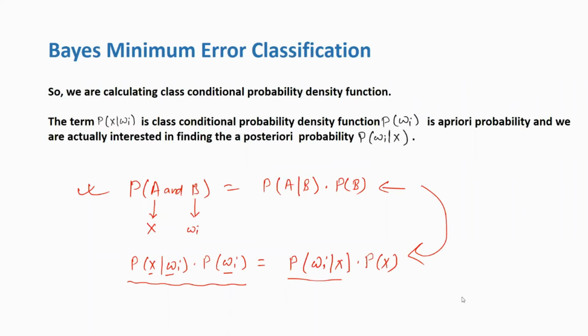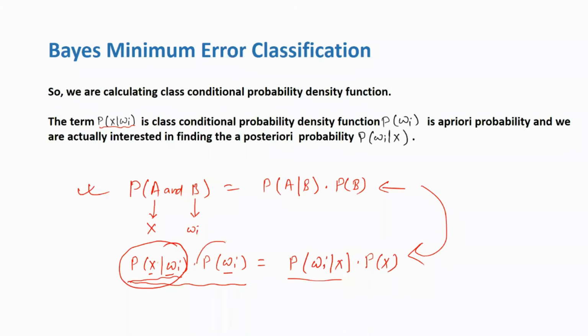So this kind of thing, when you see the term, now we will talk about each of the terms. The term p of x given omega i, the probability of x given some class omega i, is called class conditional probability. In terms of a function, it is called the class conditional probability density function.